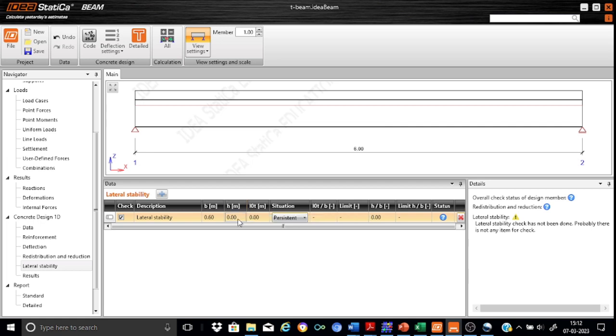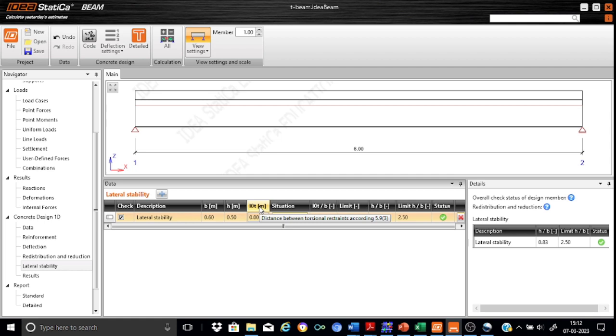And we know that the total depth that we provided is 0.5 meters. Okay. And L0T is basically for the lateral torsional buckling, and this is the distance. We know that it is the total length for the span of the beam, 6 meters. So you can see that it automatically calculates right now itself and the status is okay.